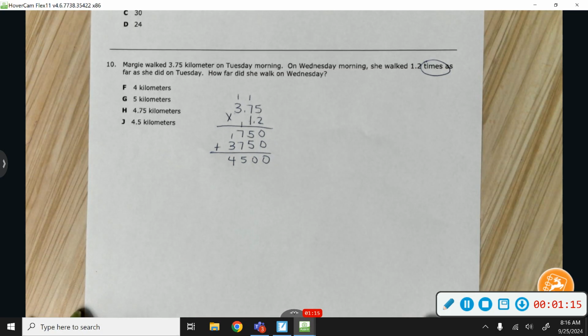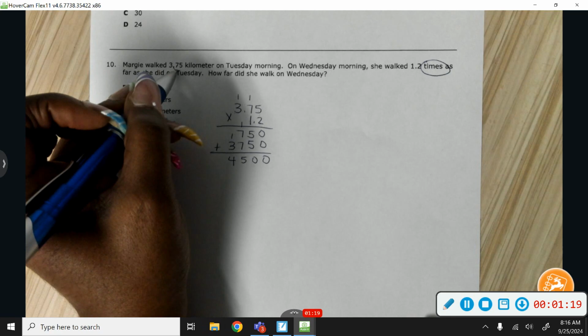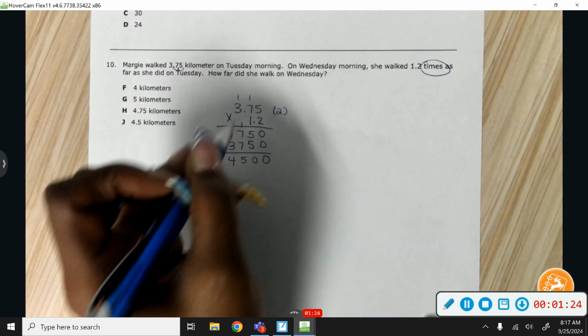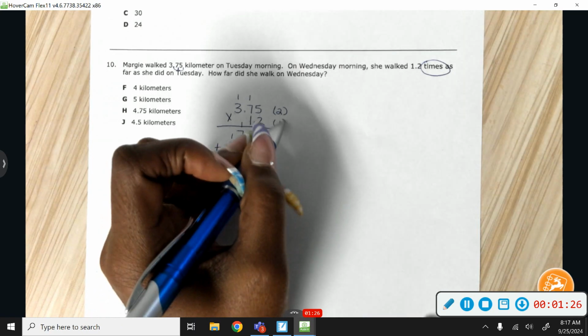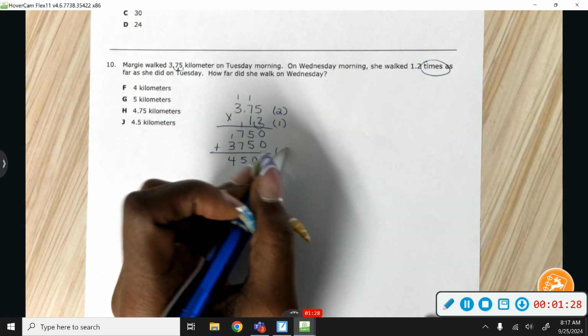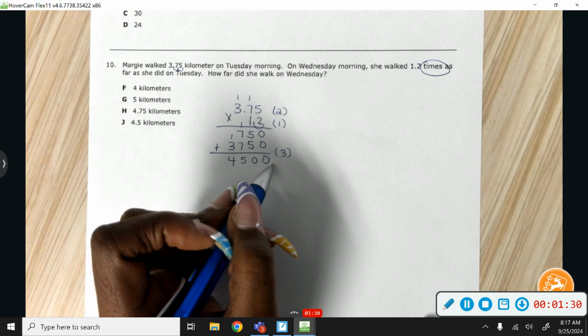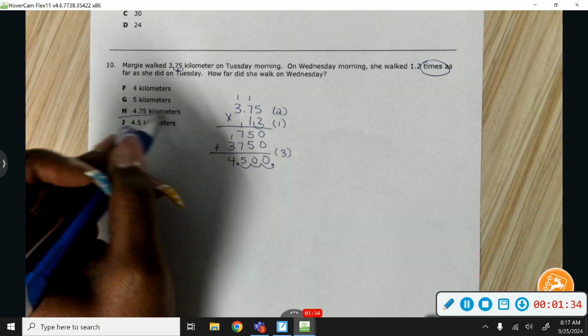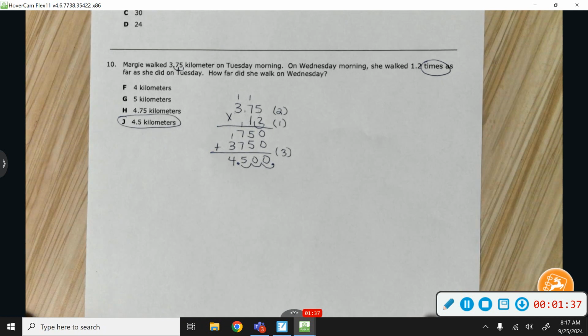Okay, so now I have to see how many times I'm going to move my decimal. 1, 2, 1. So that's a total of 3 times I'm going to move my decimal. 1, 2, and 3. J would be my answer. Let's look at another one.